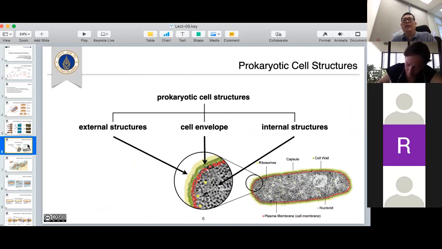So in this lecture, we classify the cell structure into 3 groups. The first group is the cell envelope. Envelope determines the area that says this is the cell. Okay, we start from the cell envelope and then we go to the external structure. External structure means everything that projects out of the cell and meets directly with the environment. And internal structures mean everything that stays inside the cell envelope. Normally we call it cytoplasm.